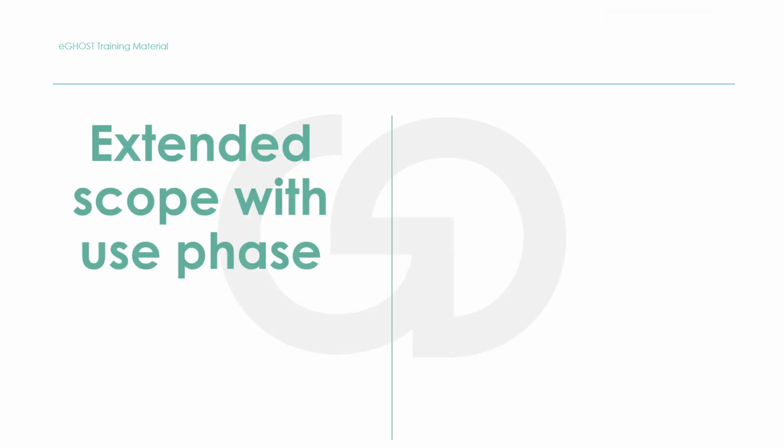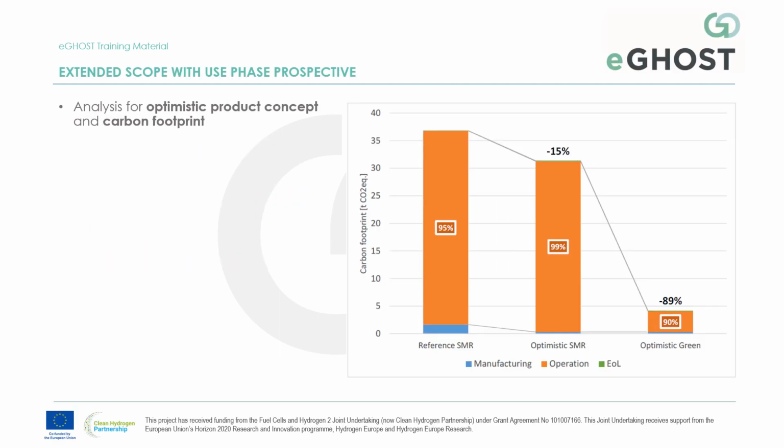Then we also did an additional analysis, and we extended the scope and also included the use phase in the calculation. And for the PEM fuel cell stack, those are the results. So here we have the optimistic product concept, and this is just the case for the carbon footprint.